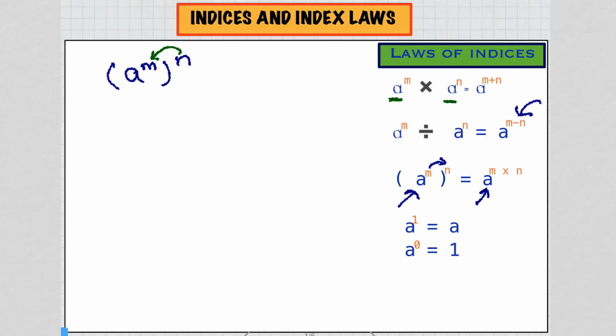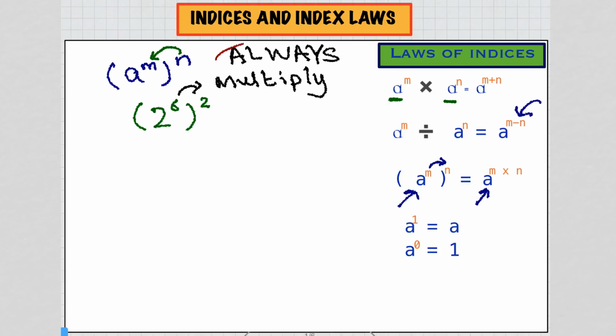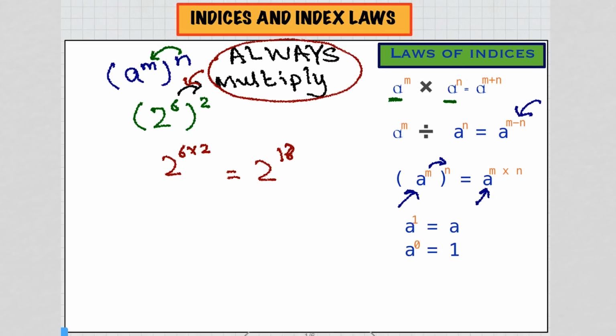So if we have 2 to the power 6, squared, the most important step, please never add them up. Sometimes the students start adding the powers. No, you cannot do that. Never add, please. Always just multiply the powers. 6 and 2, so it would be 6 times 2, 2 to the power 12.